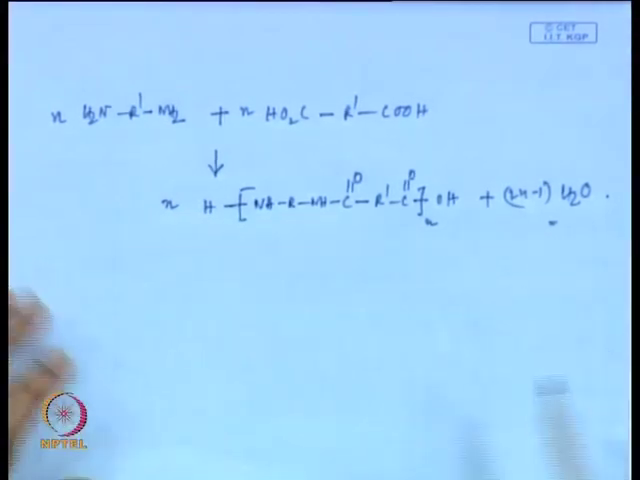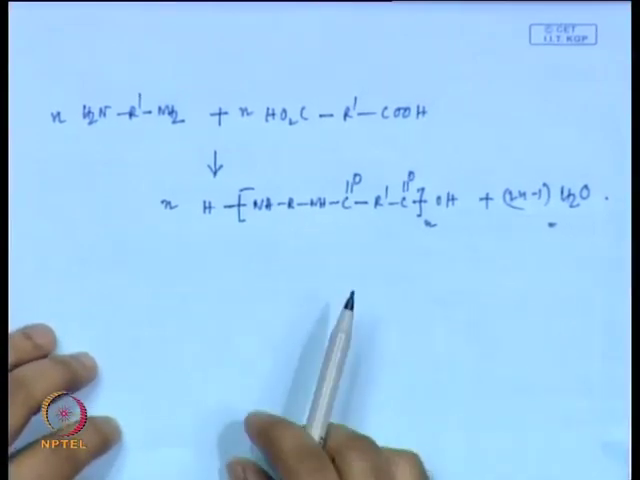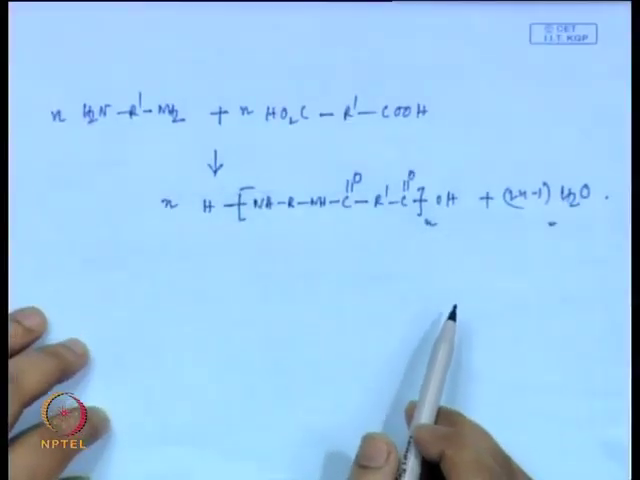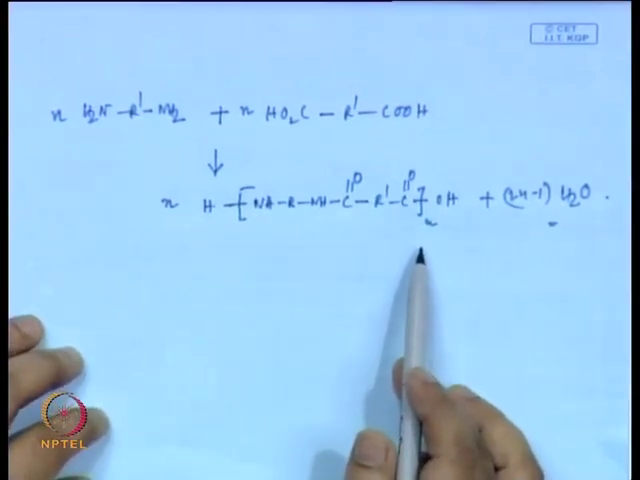Now, we can extend these examples. Remember, in the last class we talked about synthesis of polycarbonate from phosgene and bisphenol A, where the small molecule which is eliminated is HCl. So, all these are examples of condensation polymers, where the polymer is made from condensation reaction of the monomers.